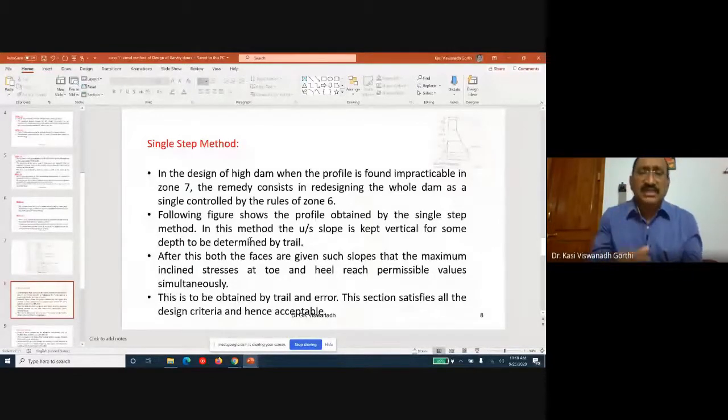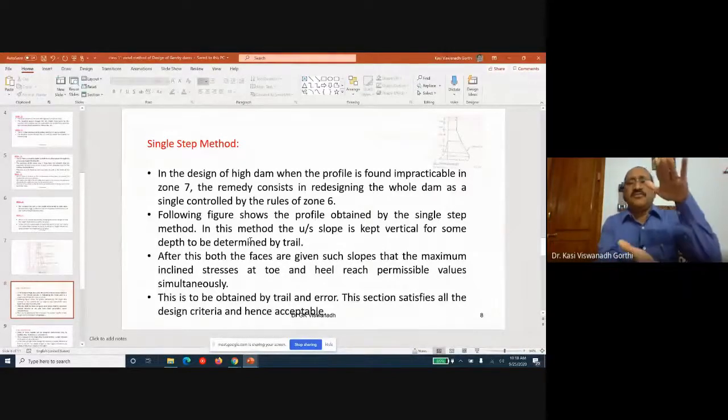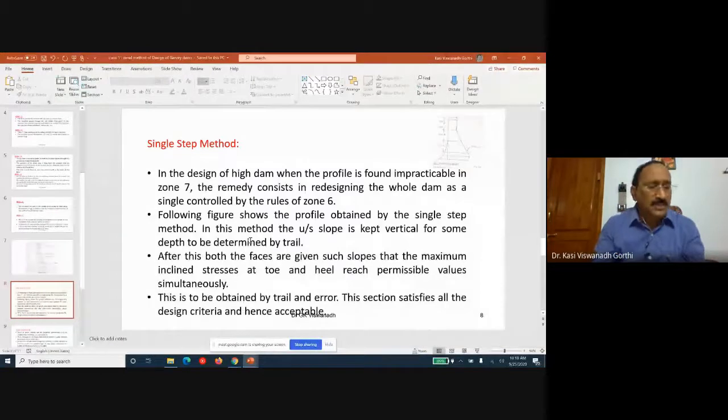Also find the eccentricity value, and check whether the resultant is passing through the middle third: within the outer middle third point during the reservoir full condition, and within the upper point of the middle third during the reservoir empty condition. If both conditions are satisfied, the zone that we have considered is safe. Otherwise, you need to go for a trial and error procedure to fix the height of the zone, maybe less or more. Or another way is to increase the base width.